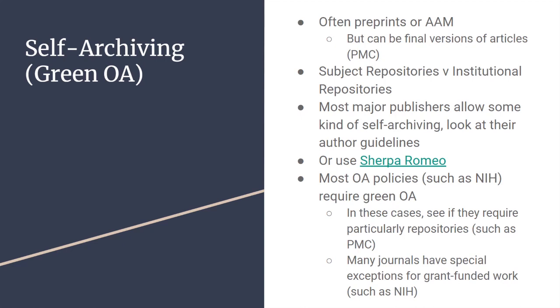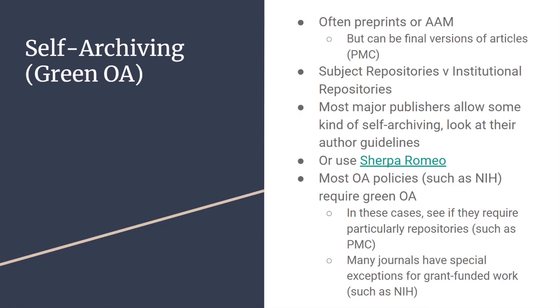It's important to note that most major publishers will allow some kind of self-archiving, and so even if you don't publish your work in an open access journal, you may be able to take your current work or even your pre-existing work that has been previously published and self-archive it.